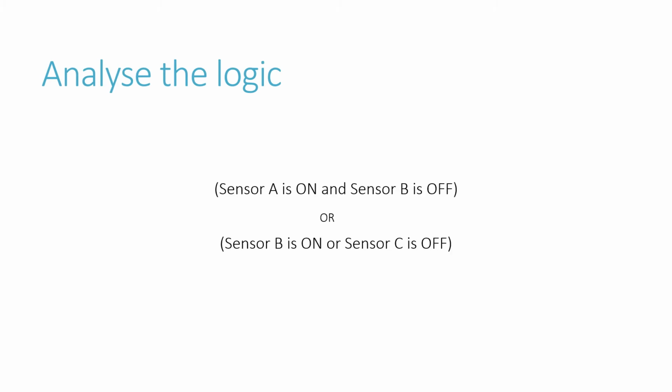So let's analyse the logic of these expressions. How can we simplify it and make it even more abstract? Well, saying that sensor A is on is equivalent to just saying A. And sensor B is off is just the equivalent of saying not B. That makes it even simpler. See if you can create 2 simplified expressions that replace those 2 expressions in the brackets. I'll show you the answer in a moment.